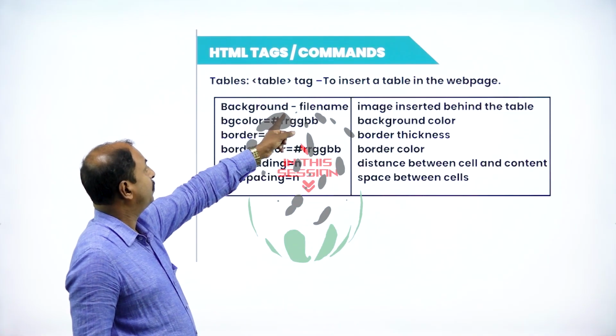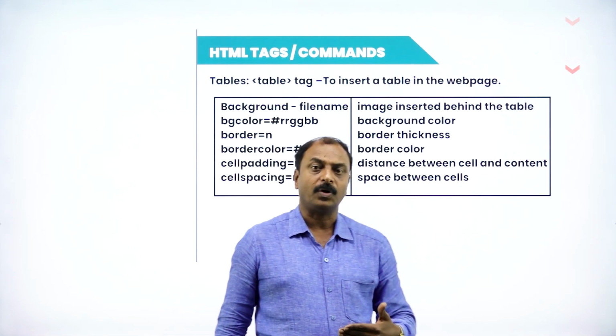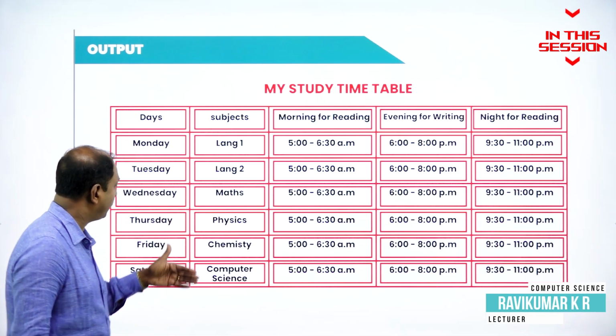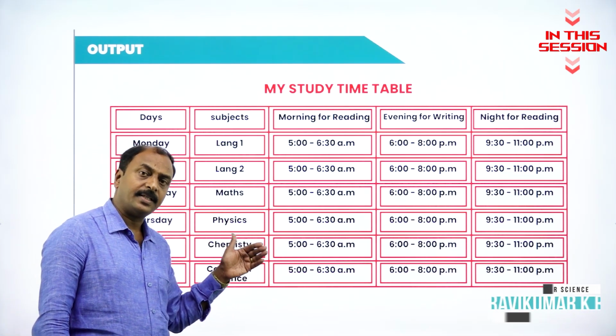Background tag can also be used here inside a table tag to get a background image for the table. If there is more than one row, in this example there are 7 rows, we have to make use of 7 TR tags inside the table tag.